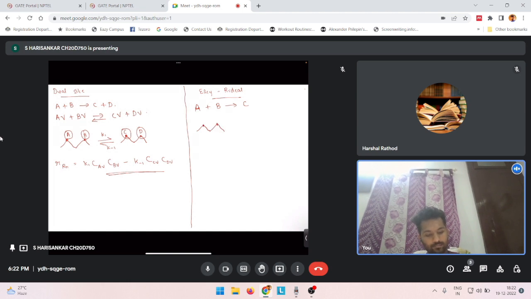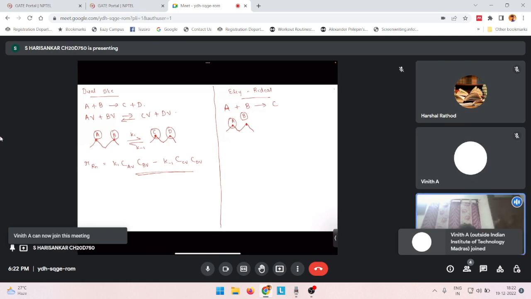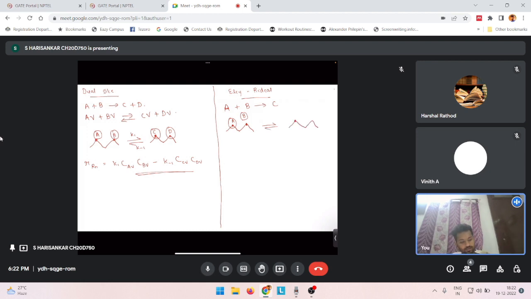So you have vacant sites. A will get adsorbed, but B will stay in the bulk itself. It won't get adsorbed. And this will reversibly react and it will give you the product. Now the product can either be adsorbed on the active site, or it can also be formed separately from the active site. That depends on each and every individual case. So this is a special type of reaction that happens in catalysis, and that is called an Eley-Rideal mechanism or model.